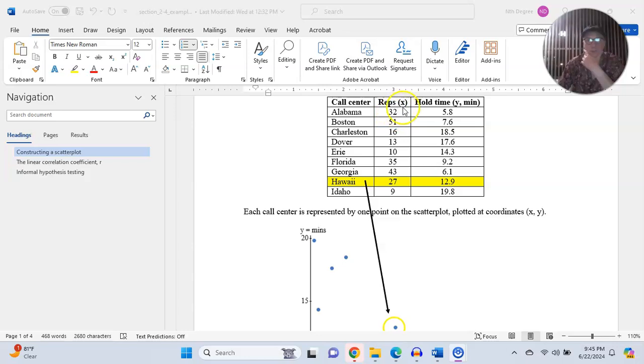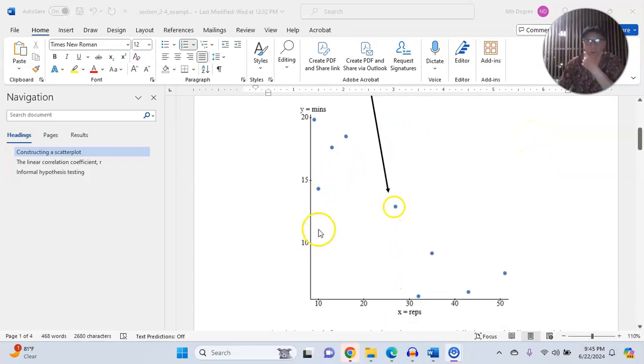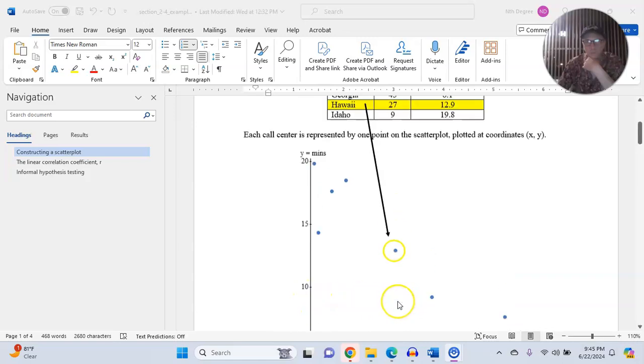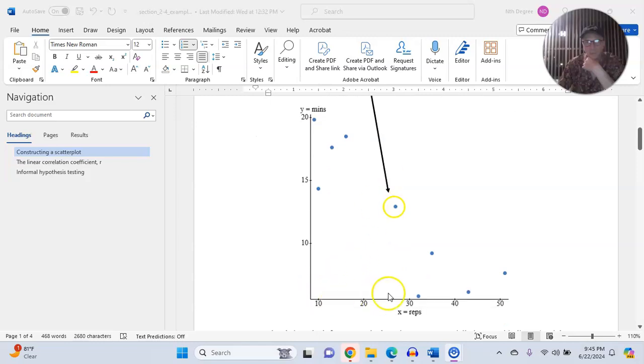So if we have a point with coordinates x equals 32 and y equals 5.8, and then if we come down here to the graph paper, x equals 32, y equals 5.8, so that would actually give us this point here. So this point represents that Alabama call center.